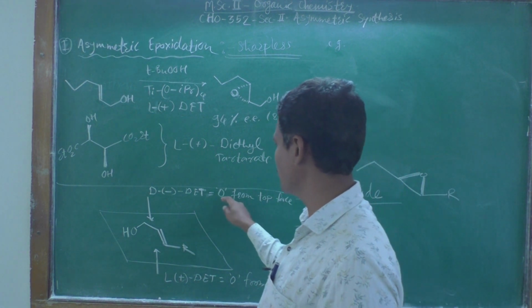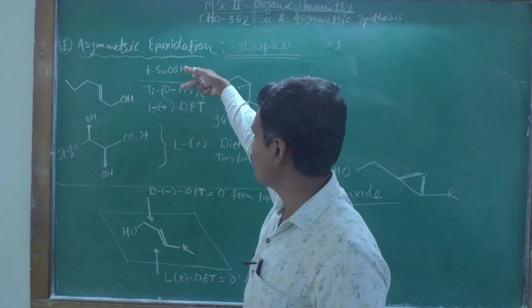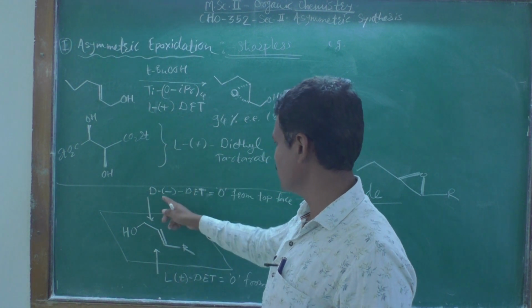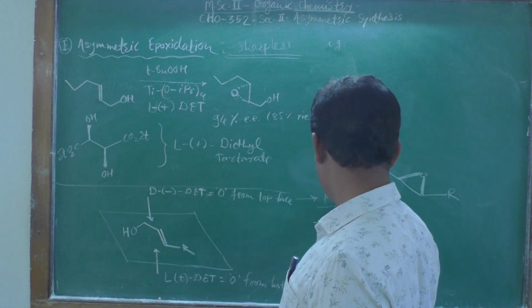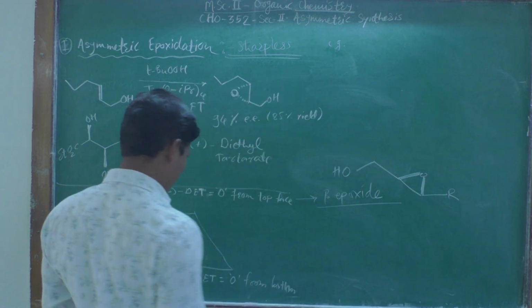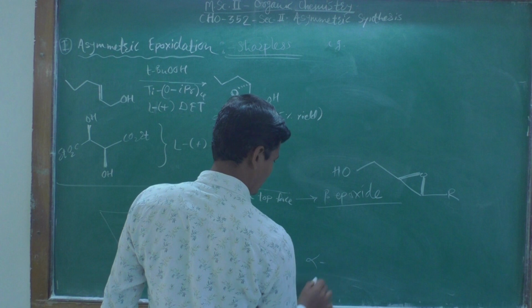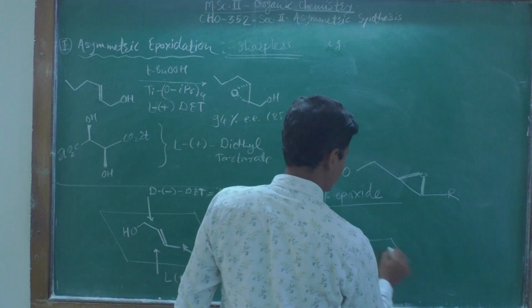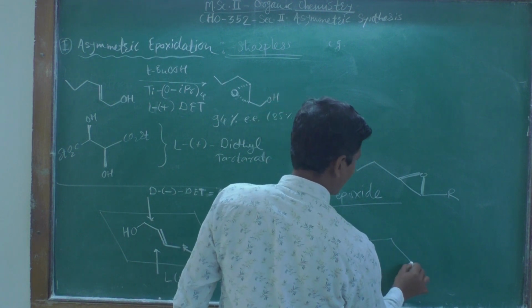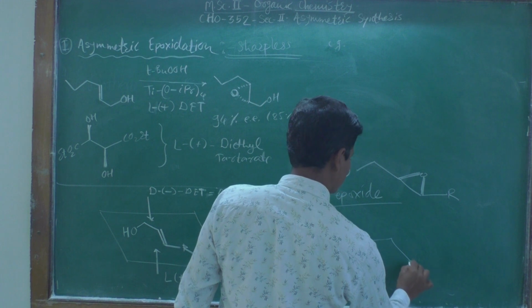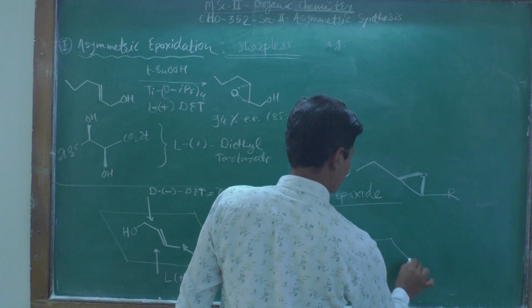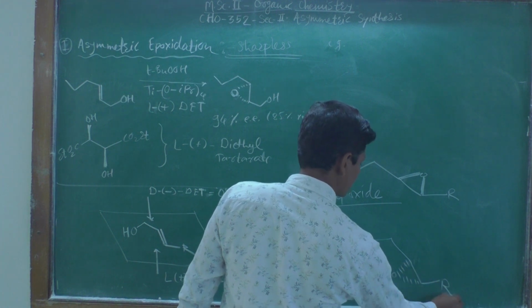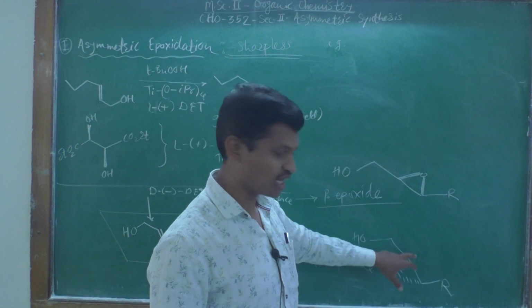We are getting beta epoxide when we are using D minus diethyl tartarate. The only change is L plus diethyl tartarate and D minus diethyl tartarate; the other two reagents remain the same. So beta epoxide we are getting with D minus, and when we are using L plus diethyl tartarate, we are getting alpha epoxide. So this is the case, the top face and bottom face of the carbon-carbon double bond.